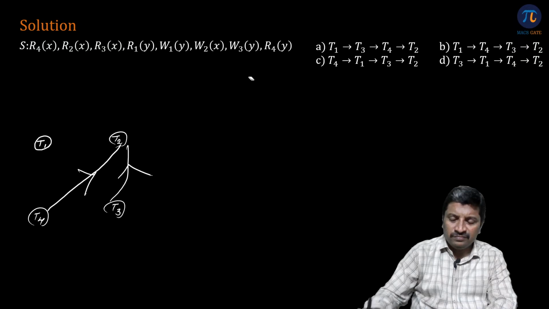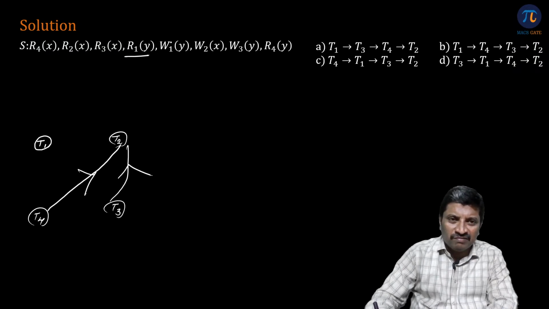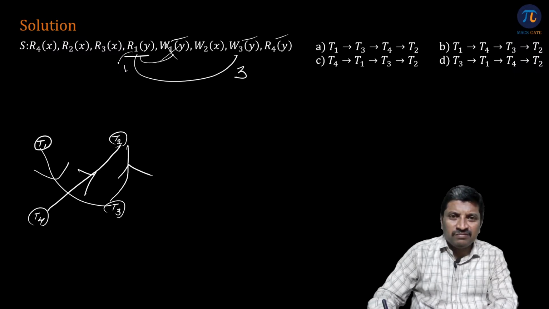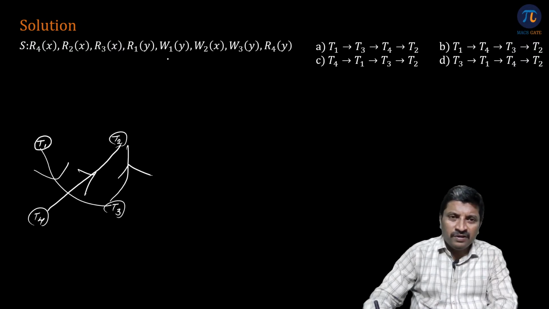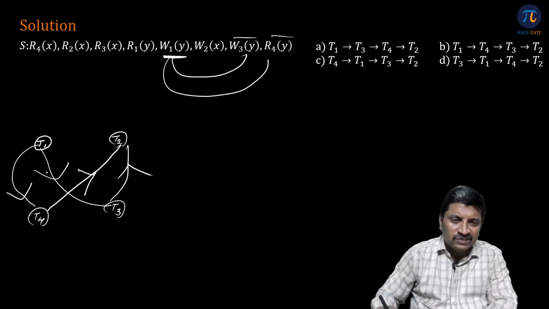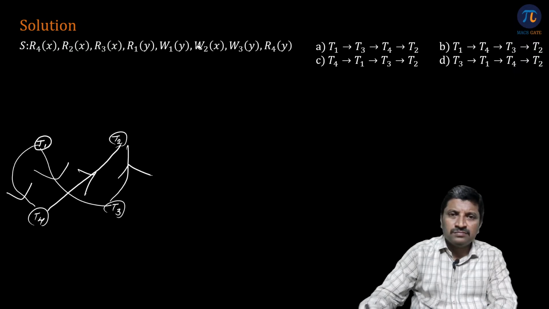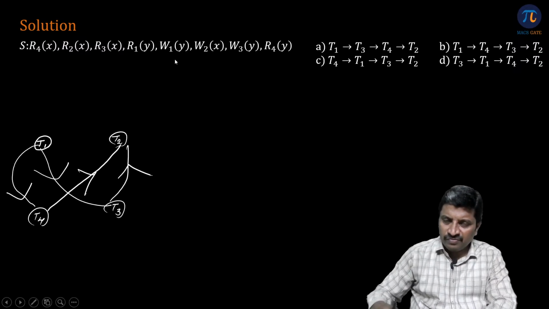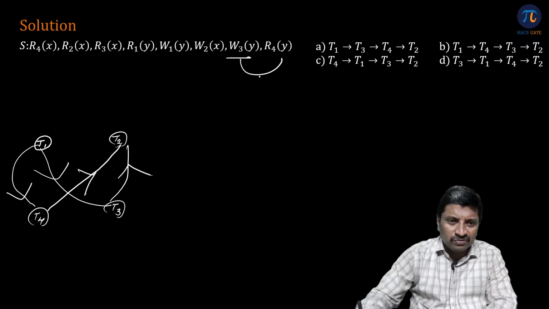Fine. Then R1 of Y. This is no issue. Let's come here. Yes, 1, 3. Then 1, 4? No, both are reads, so we can leave it. W1 of Y. 1, 2, 3. 1, 2, 4. Both are conflicts. We draw 1, 2, and 1, 4. Then X, we don't have any X, leave it. Y, yes, I have Y. 3 to 4.